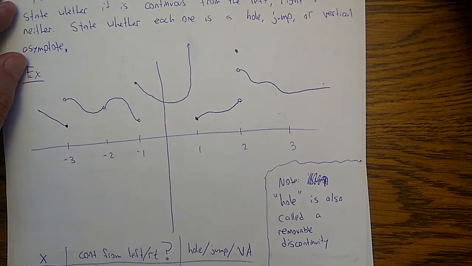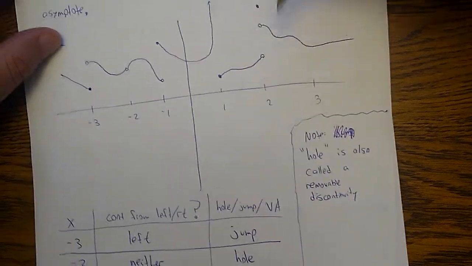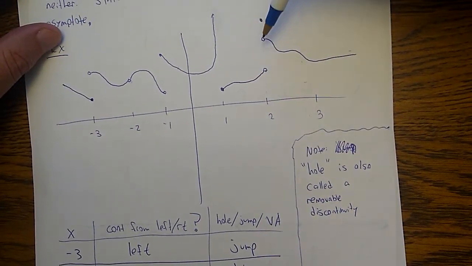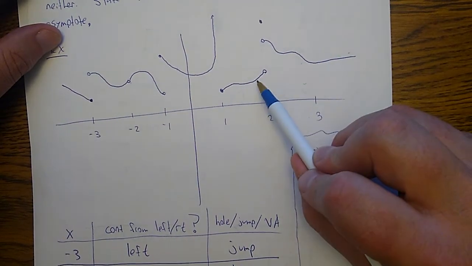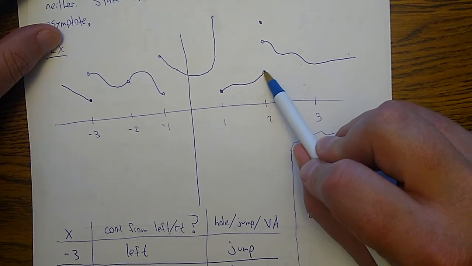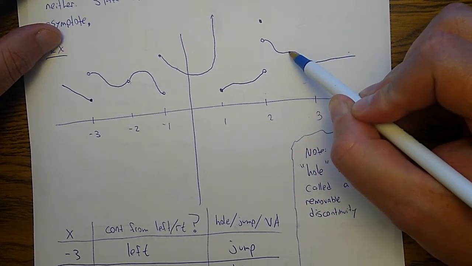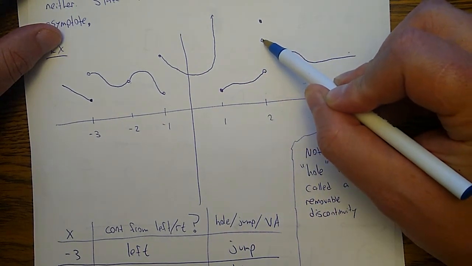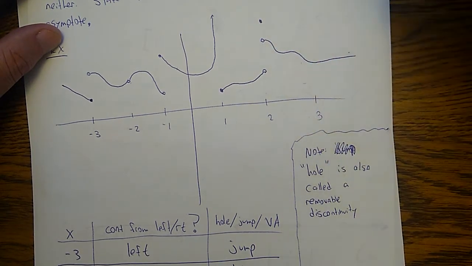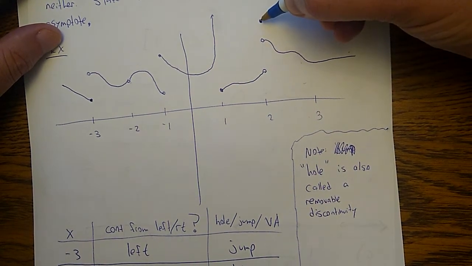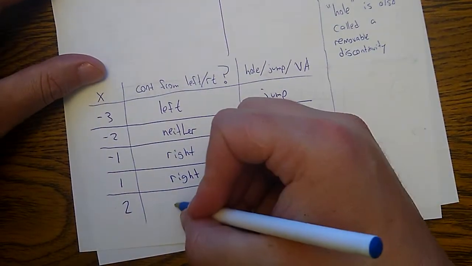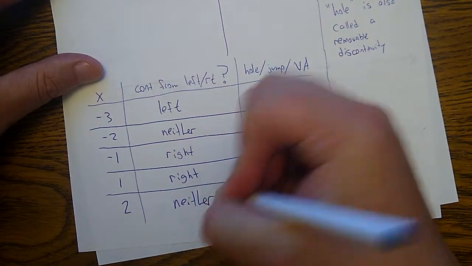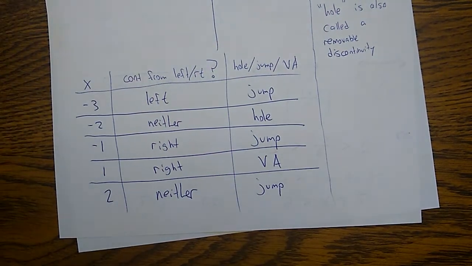So I would still call that a jump, but this is another example where I'm going to say that this is not continuous from the left, because from the left I'm coming up to this point and there's nothing there. It's also not continuous from the right, because from the right I'm approaching this point and there's nothing there. There is a point up here, but there's nothing around that point. There's nothing approaching that point. So let's say that's neither.